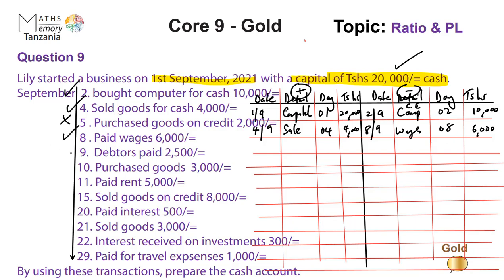So this means that debtors have paid you for a previous sale. They've now paid you after their 30-day credit. So this would be a sale over here. So this would be the 9th of the 9th here. We'll put debtors 09, and they've paid you 2,500 over here.